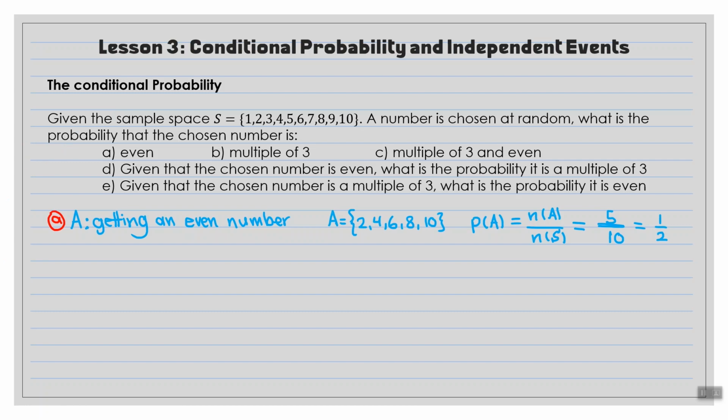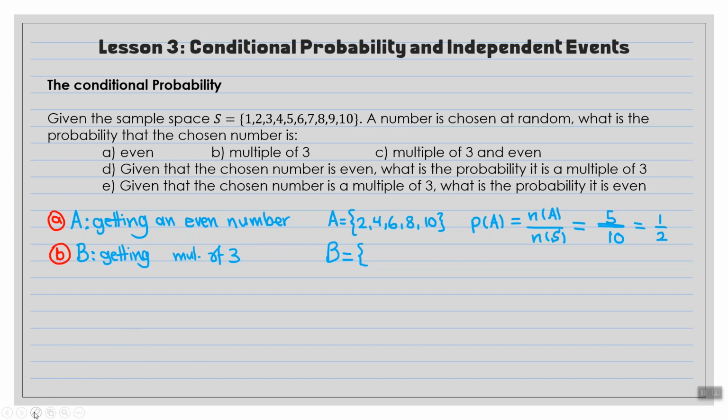Now the second part, B, is actually asking about another event. So in part B, we have another event. We can name it B, for example. So this event is the event of getting a multiple of 3. Okay, now look at this, guys. Now we have a set in front of us. It is from 1 to 10. What numbers apply this probability, which is getting a multiple of 3? So which numbers can we say are multiples of 3?